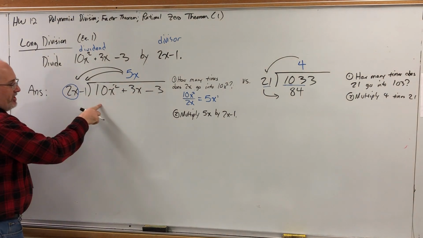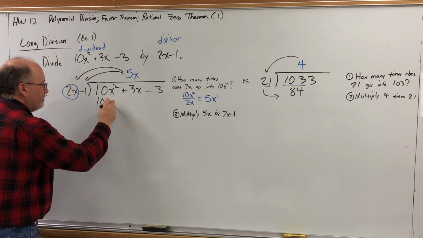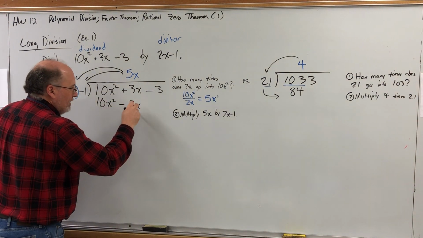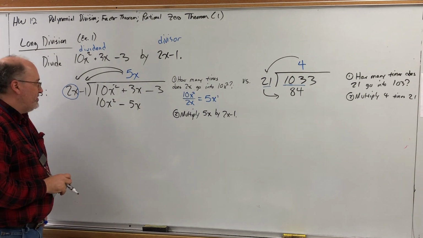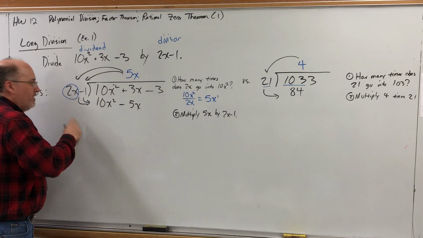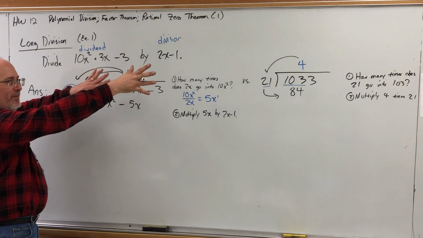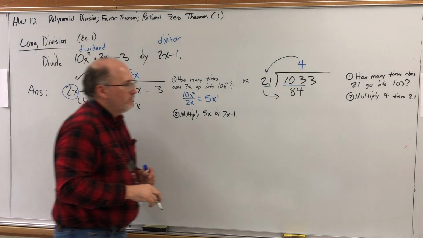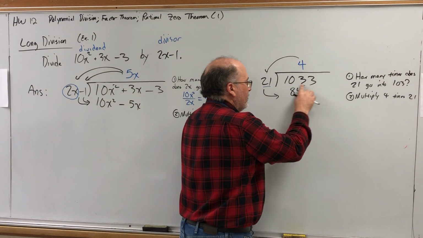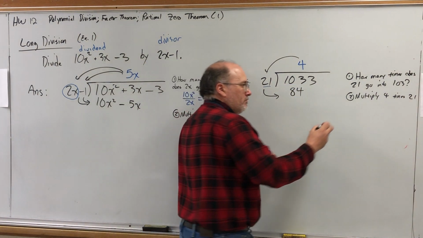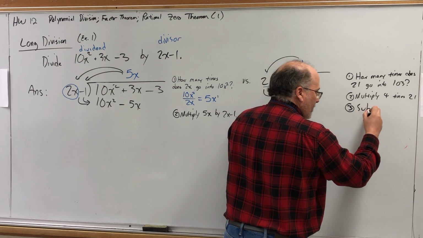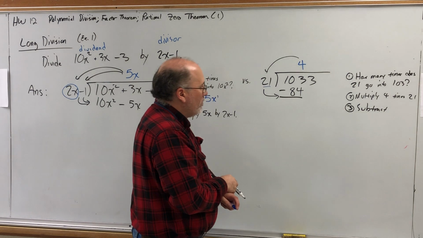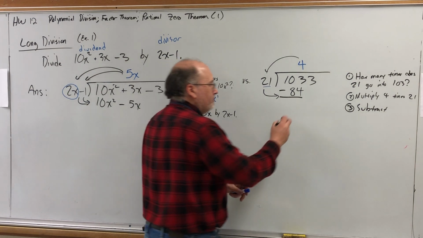5x times 2x is 10x squared. Line up your like terms. 5x times negative 1 is negative 5x. Line up your like terms. So it's the exact same move as over there. Whatever was on top gets multiplied by the divisor and gets written underneath the dividend. So what's the next move over here? Subtract. So we're going to do 104 minus 83, which I believe is 19.